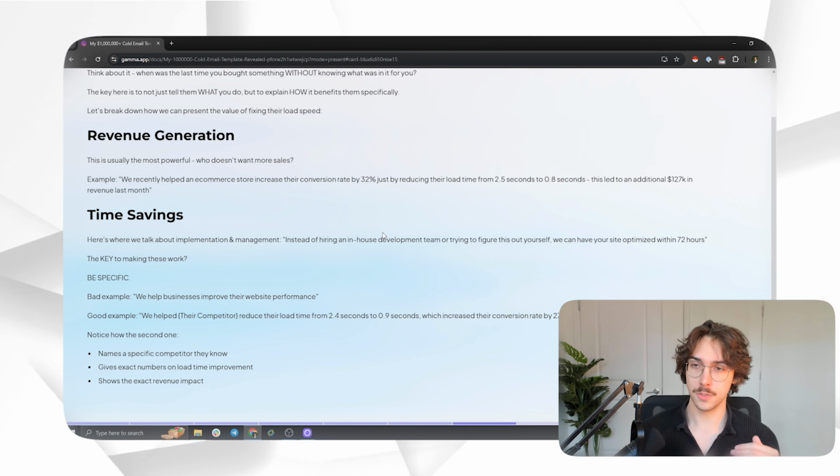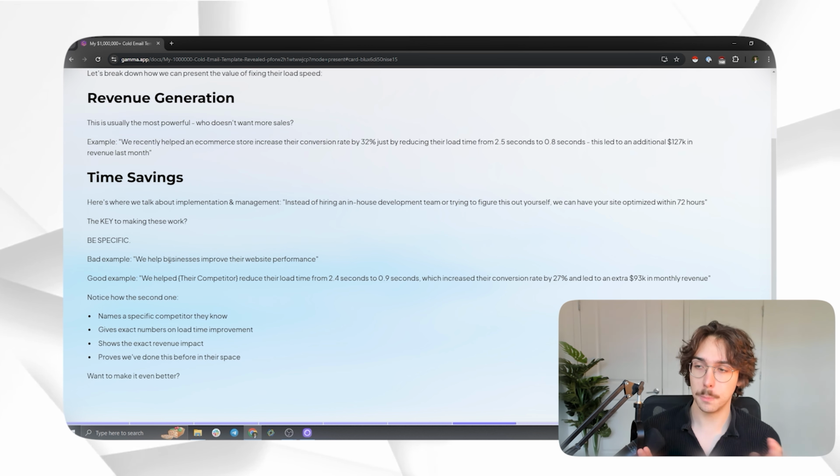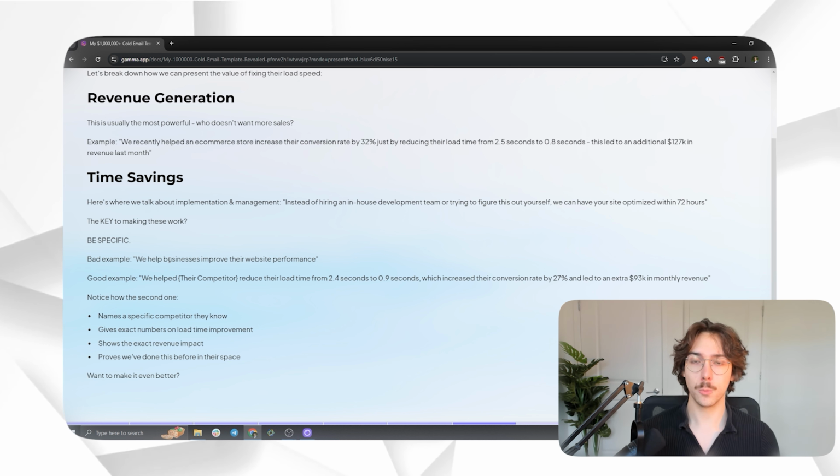But the second part of this email is where you're actually conveying that value. So you're talking about why people buy, and you're laying out to them, showing them, hey, here's exactly how we can help you. The key to making these work is being specific. A bad example is, hey, we help businesses improve their website performance, or we help businesses make more money, or we help businesses do X, Y, and Z. You want to talk specifically about them. And this is the key, as you can see this recurring theme throughout this video, is specificity.